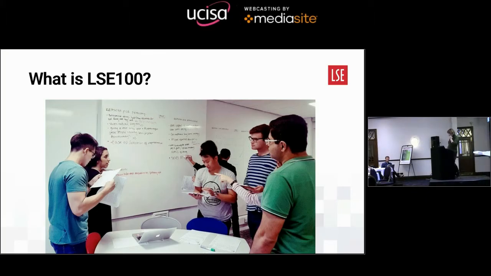Some of you may be familiar with it or with other similar courses. Essentially, LSE 100 is the school's flagship interdisciplinary course for all undergraduates. Every undergraduate at the school takes this course across half of their first and half of their second year. Every term we have 1,750 students, which means we teach over 3,300 students across the entire academic year.